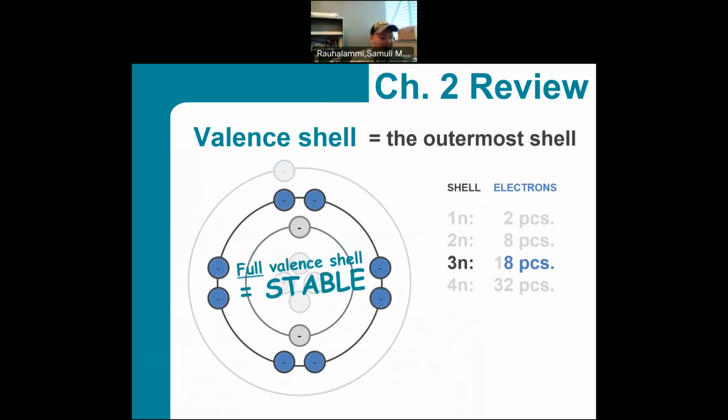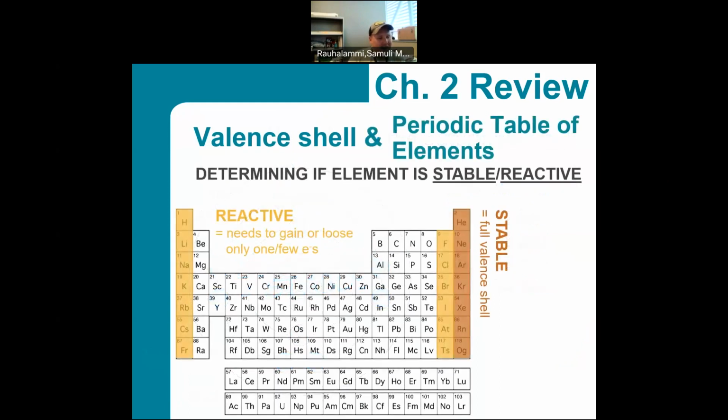So again, by losing that one electron of that previous example that we had, now we would have an atom that has reached a stable state. It has a full valence shell. The valence shell that we're seeing here contains now 8 electrons on the second shell, so that makes it full. Now, this relates to the periodic table of elements.